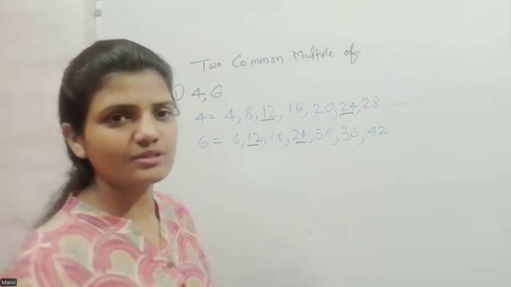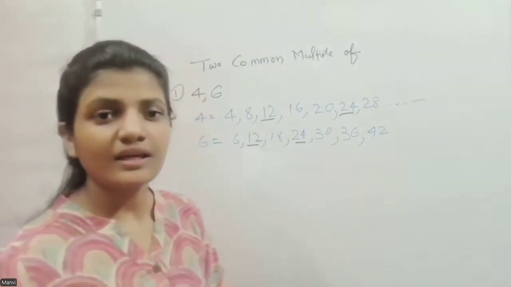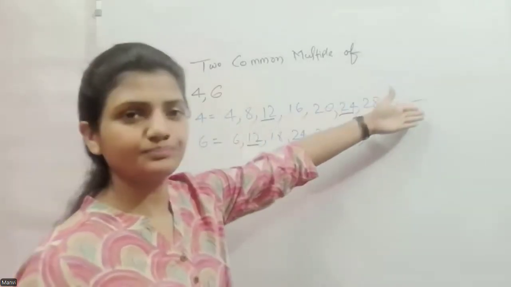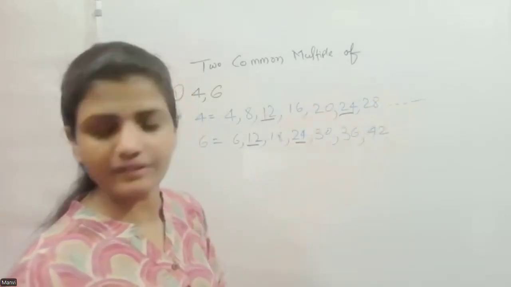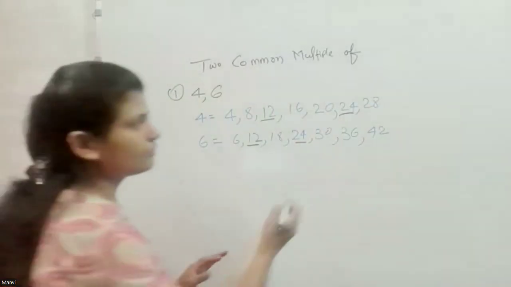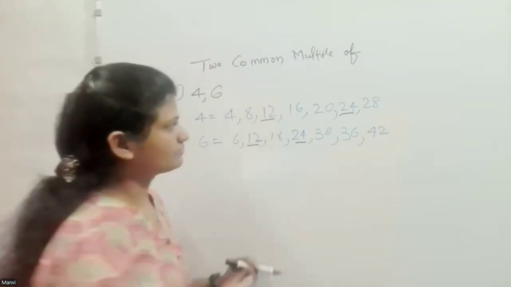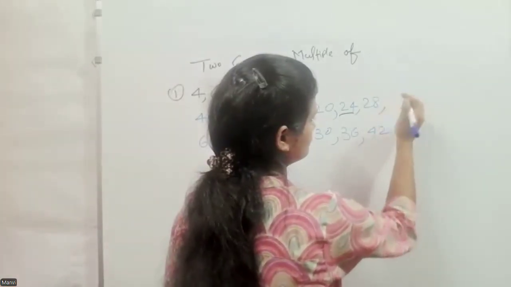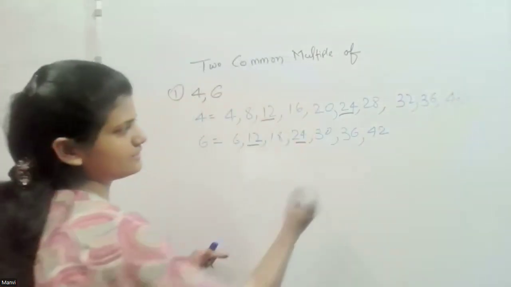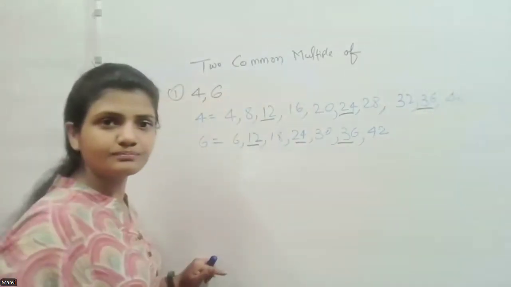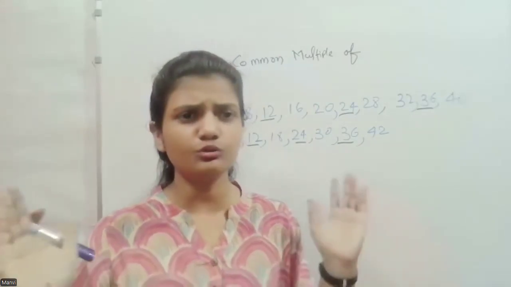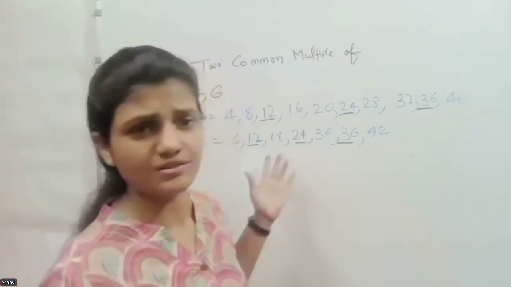Now I explain this, but just for Jessica. If the question asks for three common multiples, then we need to move further. Here 28, then we need to increase more. So after 28, 36. Multiples are nothing but the times table. If you revise the times table carefully, then you are able to answer it.